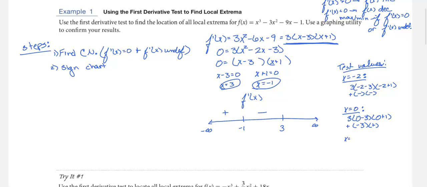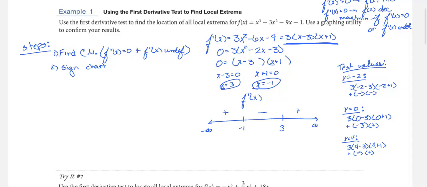And then let's pick something bigger than 3, like 4. So it's going back into that derivative. So I have 3 times (4 minus 3) times (4 plus 1). So that's a positive times a positive times a positive, which is going to give me a positive.